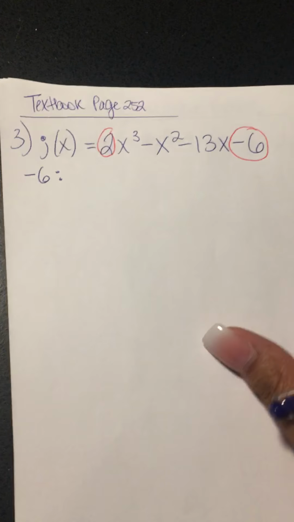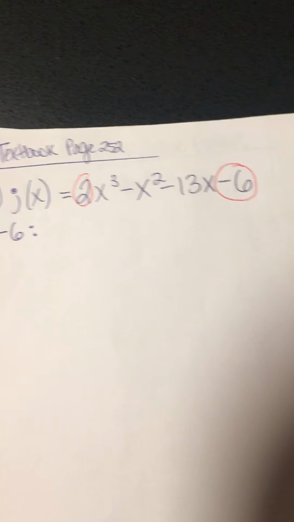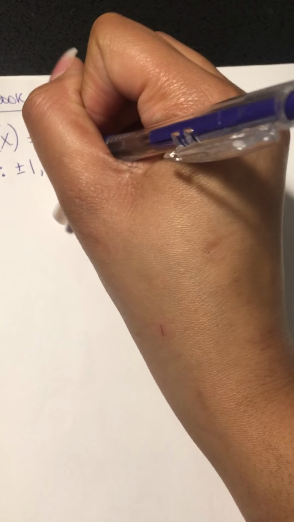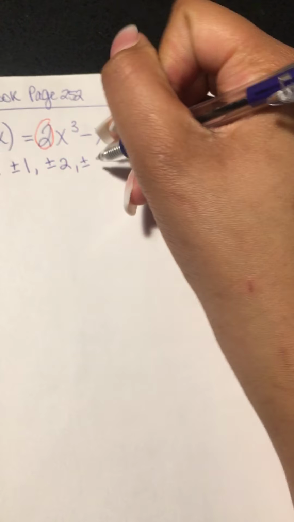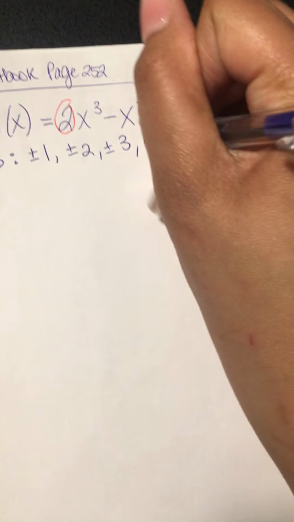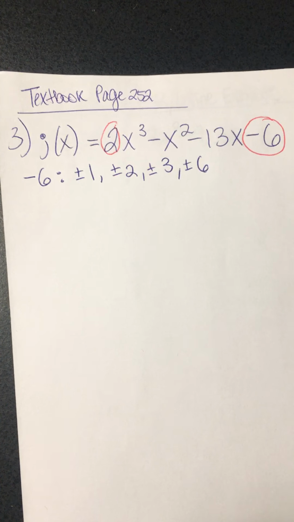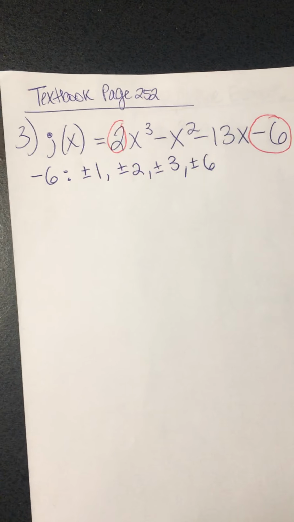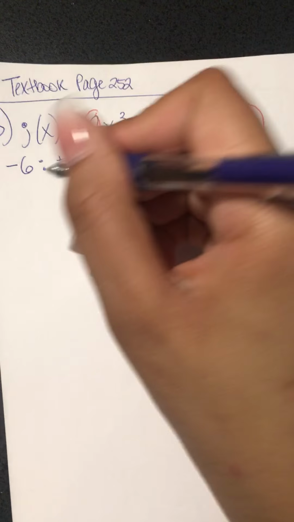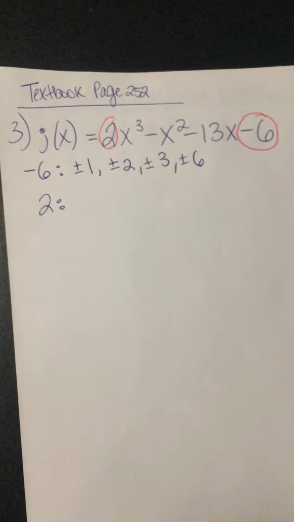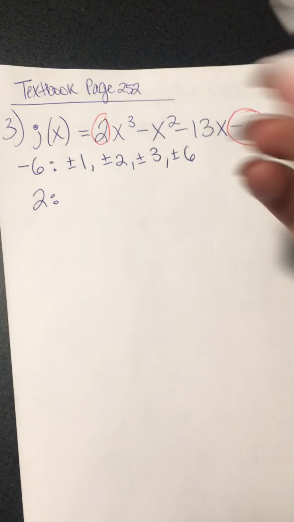So start with the constant, -6. And we'll find the positive and negative factors of 6. And that would be 1, 2, 3, and 6. And you put plus or minus to show that you'll include the positive and negative factors. Now take the leading coefficient 2 and write the positive and negative factors of 2.